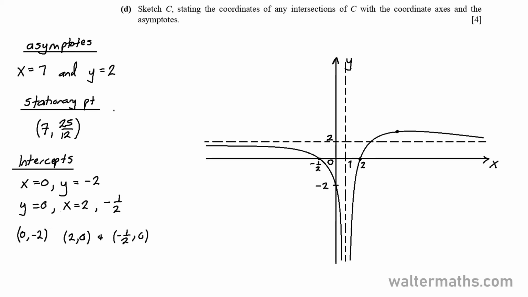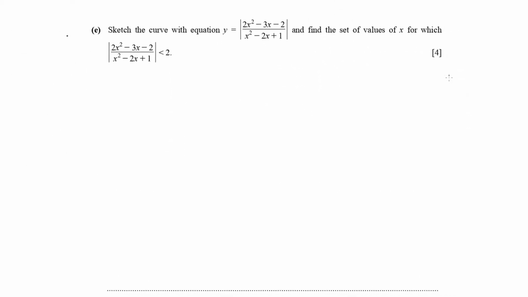Let's scroll down to part E. On part E, the question goes, sketch the curve with the equation y is equal to mod of 2x squared minus 3x minus 2 over x squared minus 2x plus 1, and find the set of values of x for which the modulus of the function is less than 2.